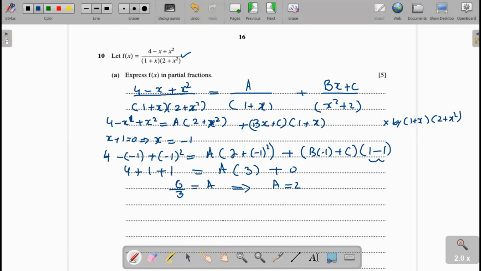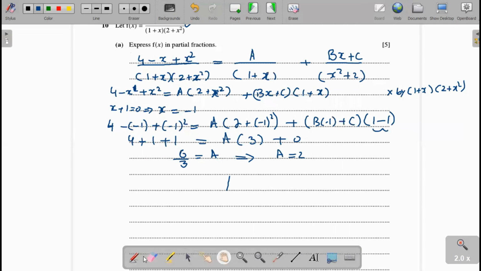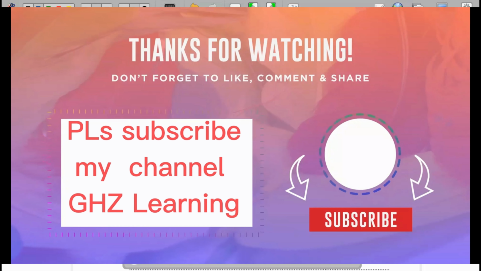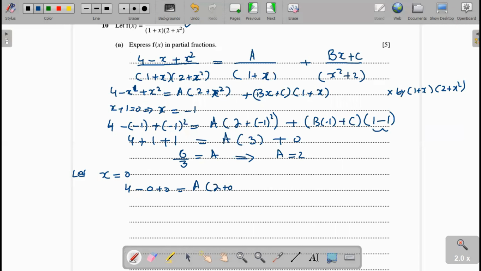Now to find the values of b and c, we take some values of x, and we suppose let x equal to 0. Now when x equals 0, that's equal to 4 minus 0 plus 0. Therefore, a will be equal to 2 plus 0, and b into 0 plus c, and 1 plus 0. Now you see here that is 4 equal to 2 of a, now the value of a is 2.